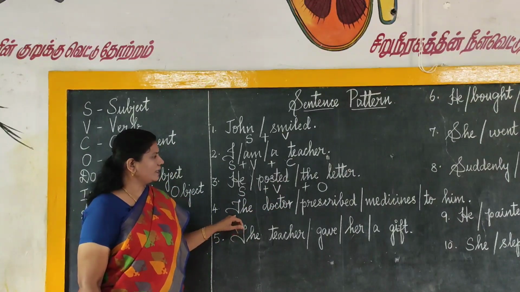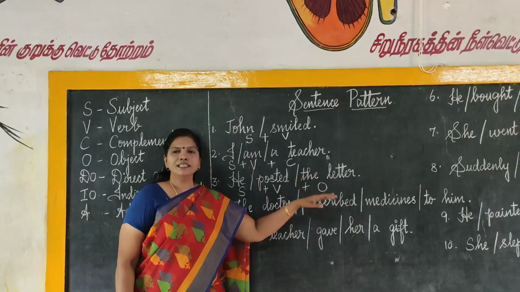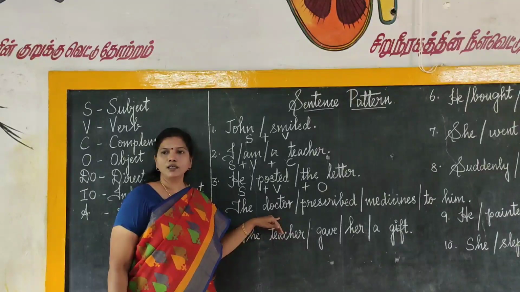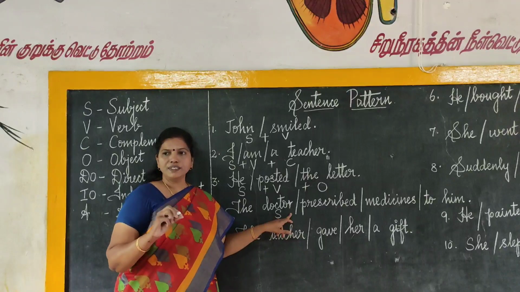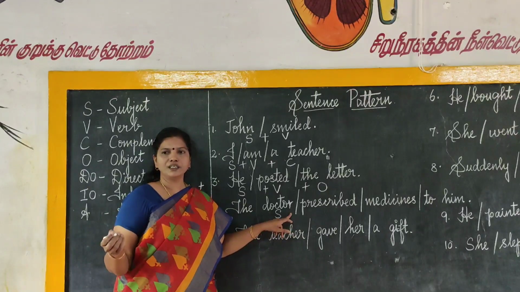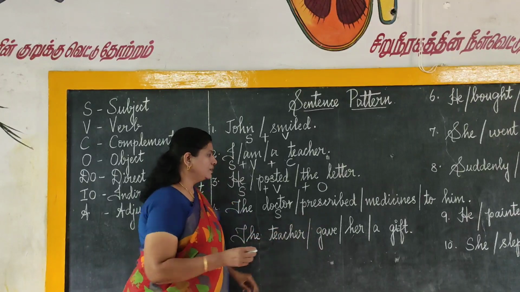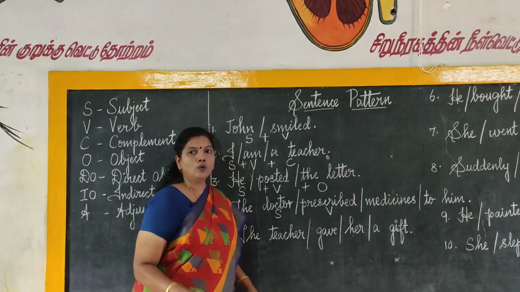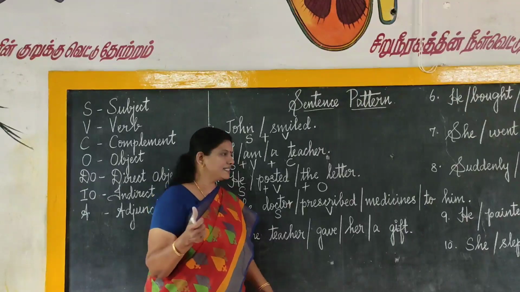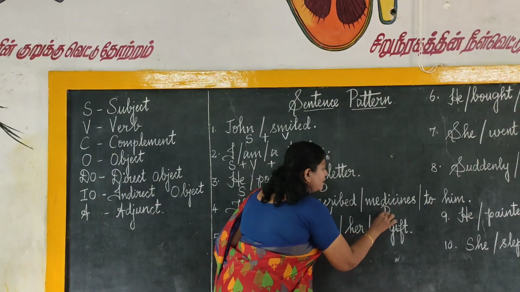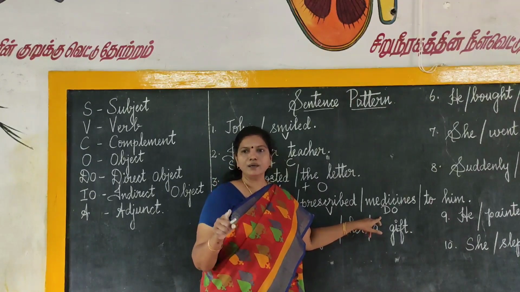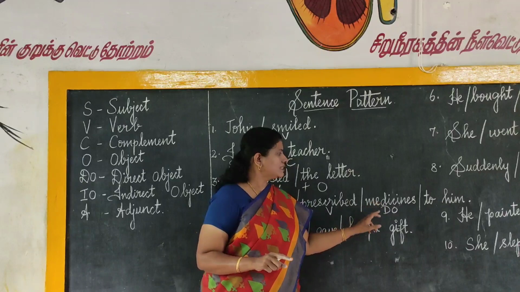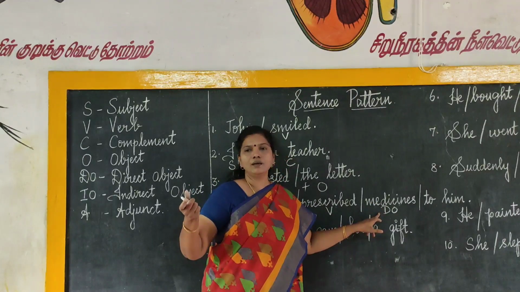Right. The fourth one, the doctor prescribed medicines to him. The doctor prescribed medicines to him. In this sentence we are talking about the doctor. So the doctor is the subject. What action is done by the doctor? Prescribing. He is writing some medicines to the patient, right? So the doctor prescribed. So this is the verb here. What did he prescribe? Medicines. So medicines is the direct object. So when we get an answer for the question what, then it becomes direct object, right? So this is direct object. To whom did he prescribe the medicines?